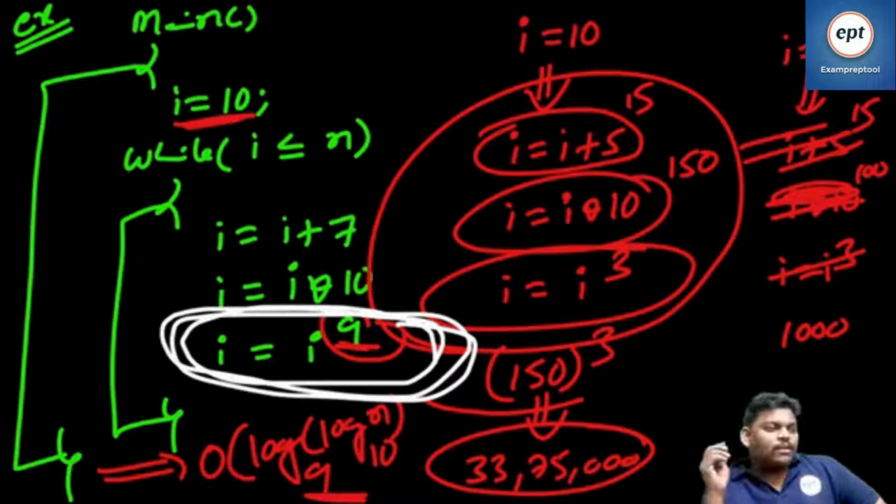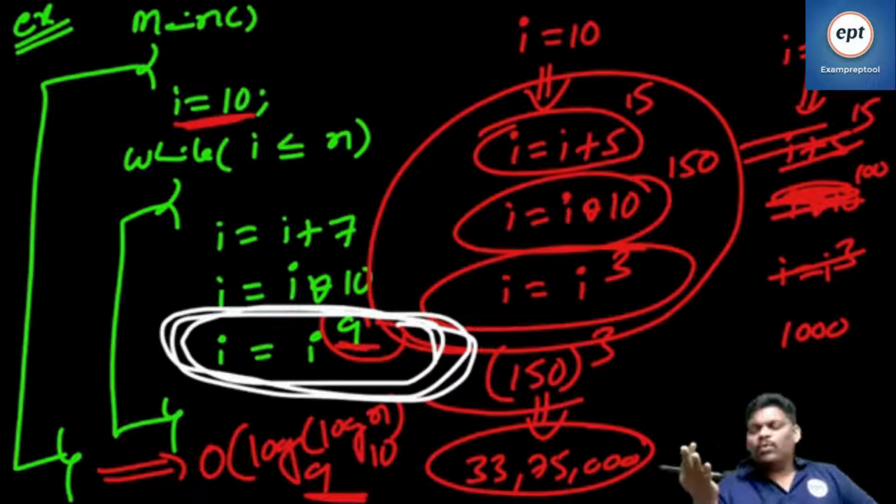Yeah, that's what I am saying, right? For a larger I value, it is close to I cube. It's not exactly equal also, but close to I cube. I cube will dominate.